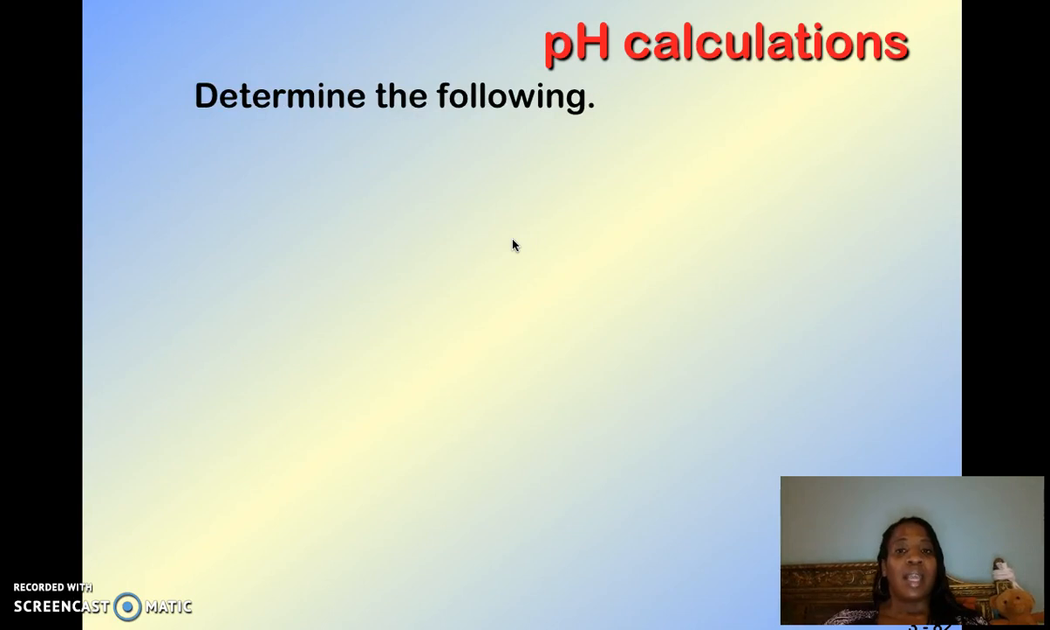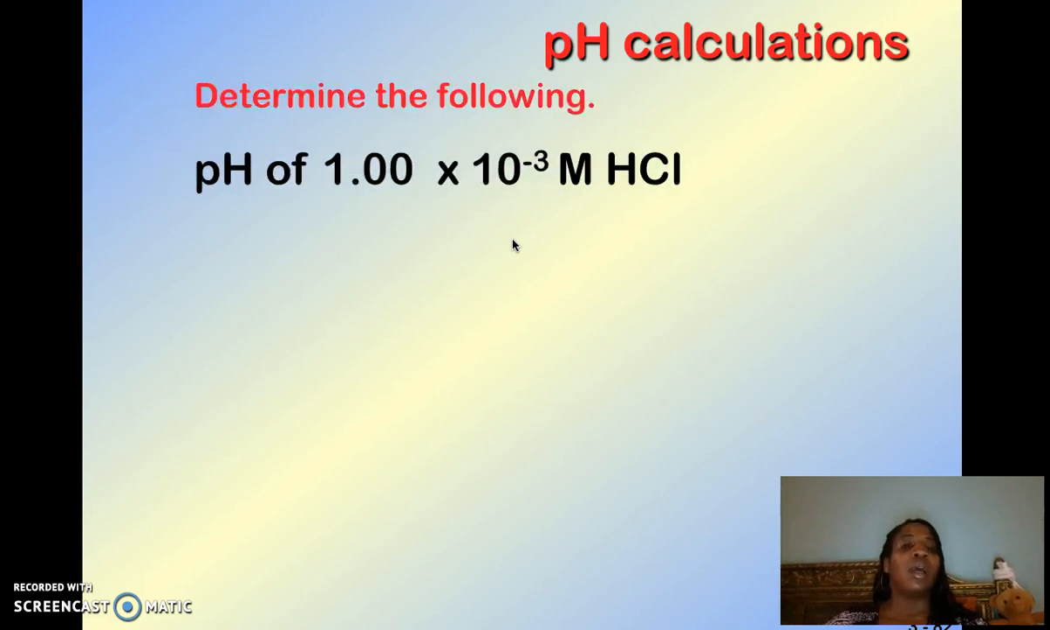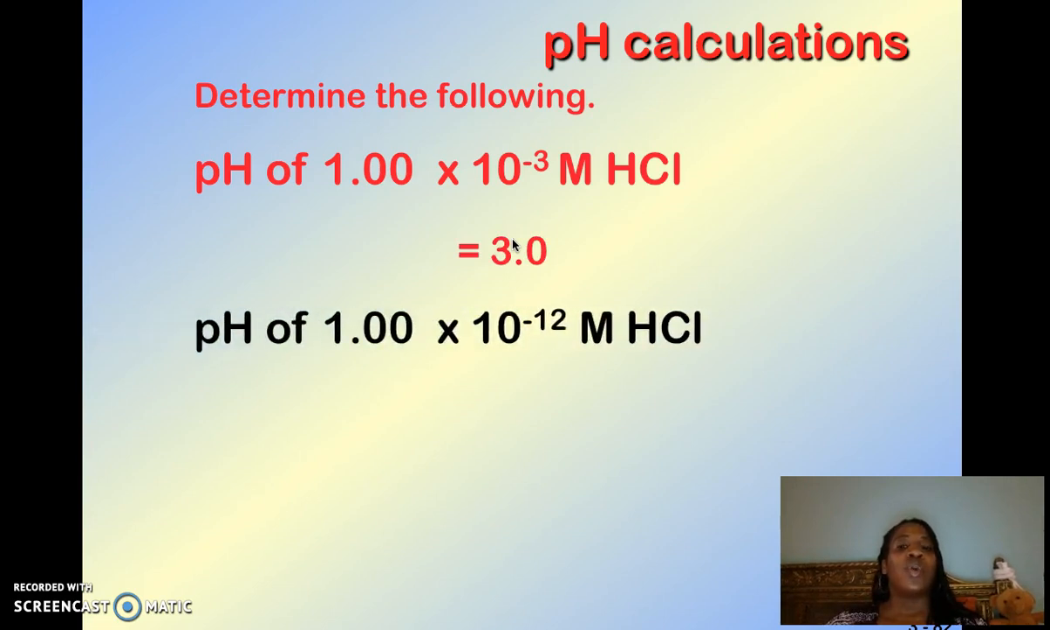So, calculating the pH, what do we need? Well, you need the concentration of hydrogen ions. Hydrochloric acid, we said, is completely dissociated. So, if you have 10 to the negative 3 molar hydrochloric acid, that means you have 10 to the minus 3 hydrogen ion. Negative log of that would just be 3. What about if you had 10 to the minus 12 molar hydrochloric acid? Well, then in that case your hydrogen ion concentration is 10 to the minus 12. So what would your pH be? 12.